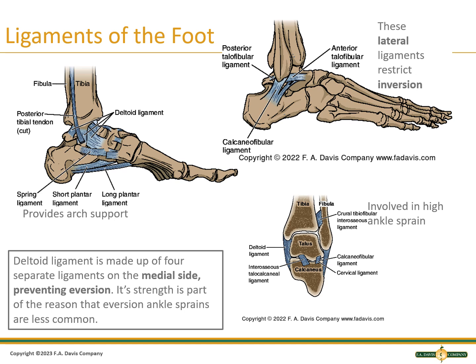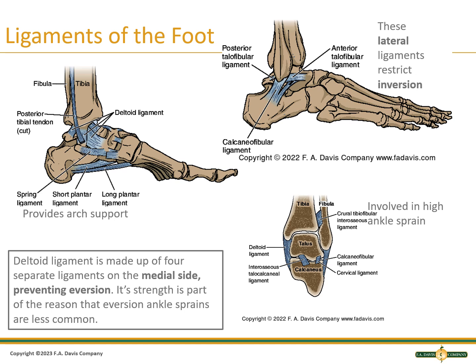Looking at the same picture, the ligaments shown on the bottom, we've got our spring, short plantar, and long plantar ligament. These are going to help provide arch support in standing positions, with our spring ligament being the most important of these three. If we move over to the top right picture, this is a lateral aspect picture.